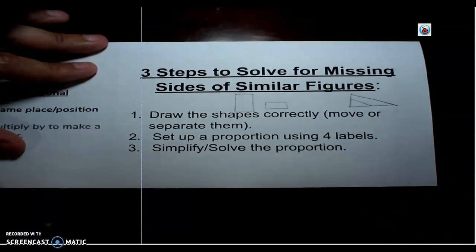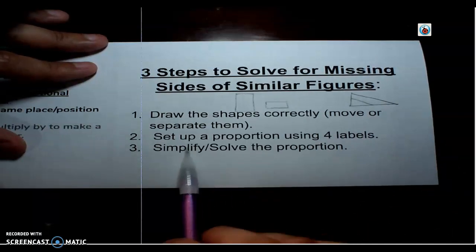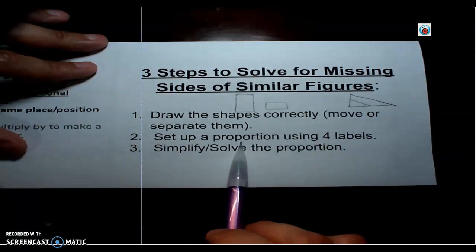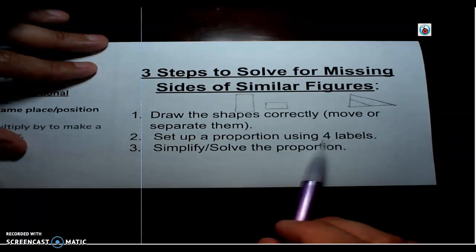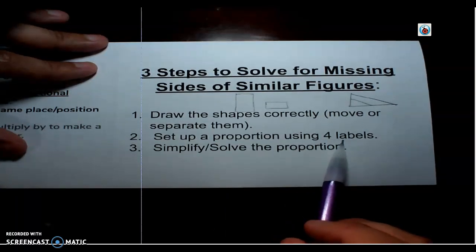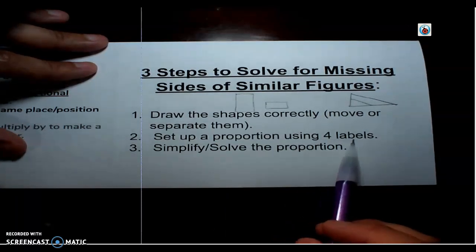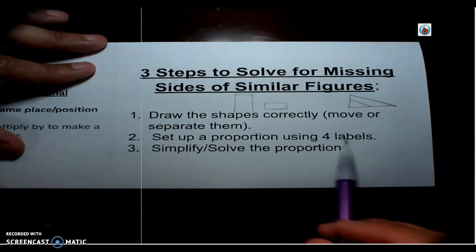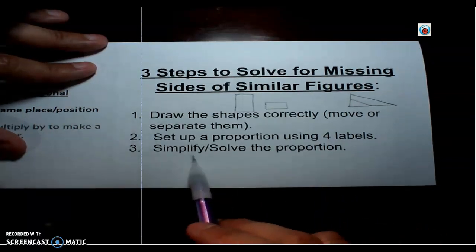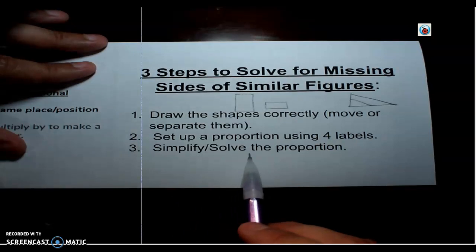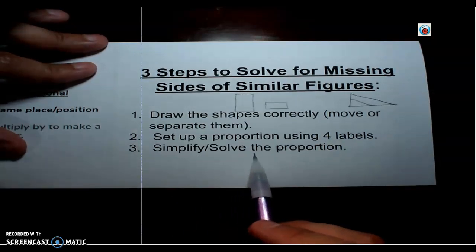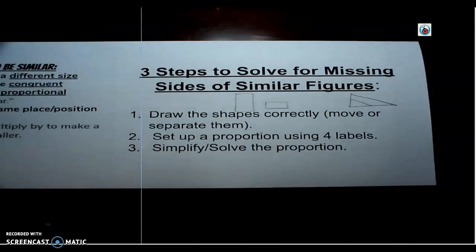so you would separate that one out. And then step 2, you would want to set up your proportion, and when you do your proportion, it's very important that you are using your 4 labels. That way you know where to put your numbers, and they're in the correct place when you're solving those proportions. And step 3, you can either try to simplify or solve the proportion the way that it is, either using the within or the between method. So let's go ahead and get started on some examples.